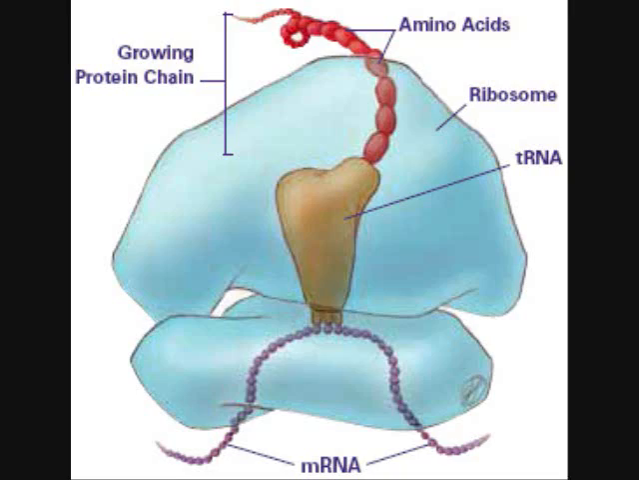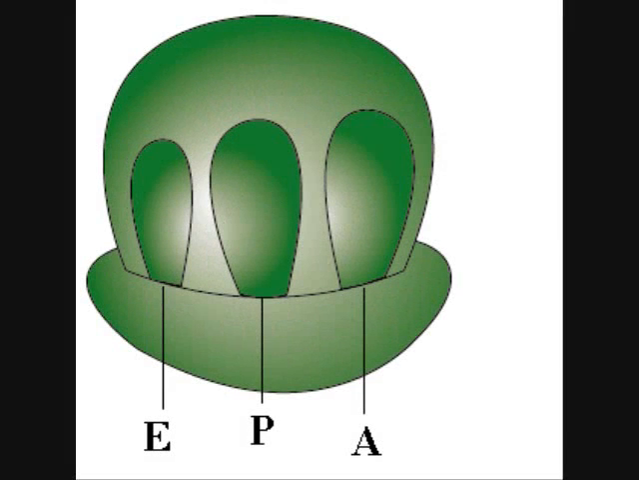Ribosome. A ribosome contains 2 subunits, the large top unit and the small bottom unit. 60% of this is rRNA, or ribosomal RNA, and 40% is protein. There are 3 tRNA binding sites.